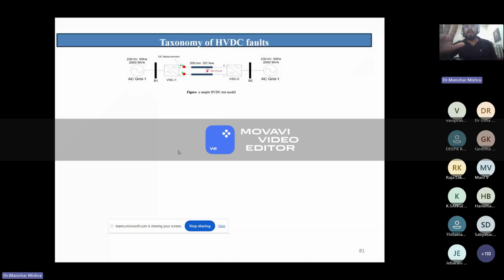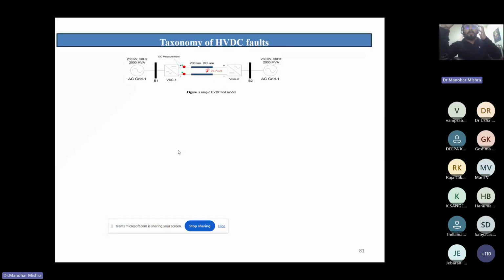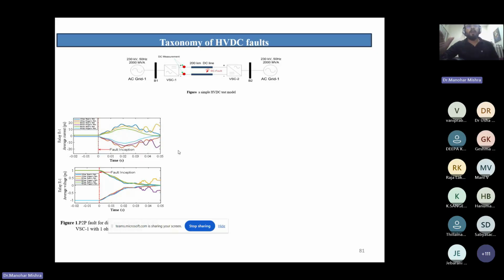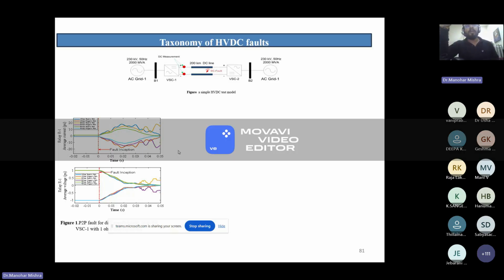Here we just made a simple diagram of a simple HVDC system. There is a grid on two sides, and the voltage is converted, joined by a 200-kilometer line. This diagram shows the fault inception, the pole to pole fault, with different line distances. Different colors show different distances: 10 kilometers, 50 kilometers, 90 kilometers. How does it behave?